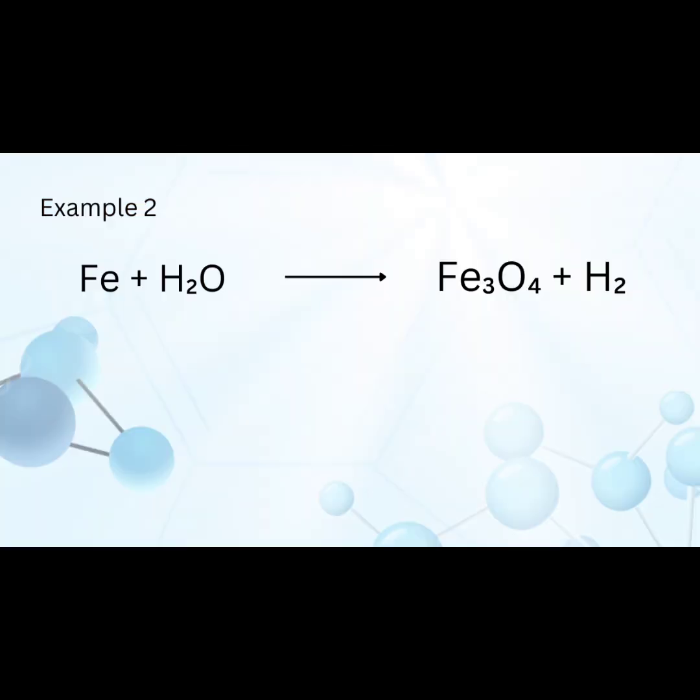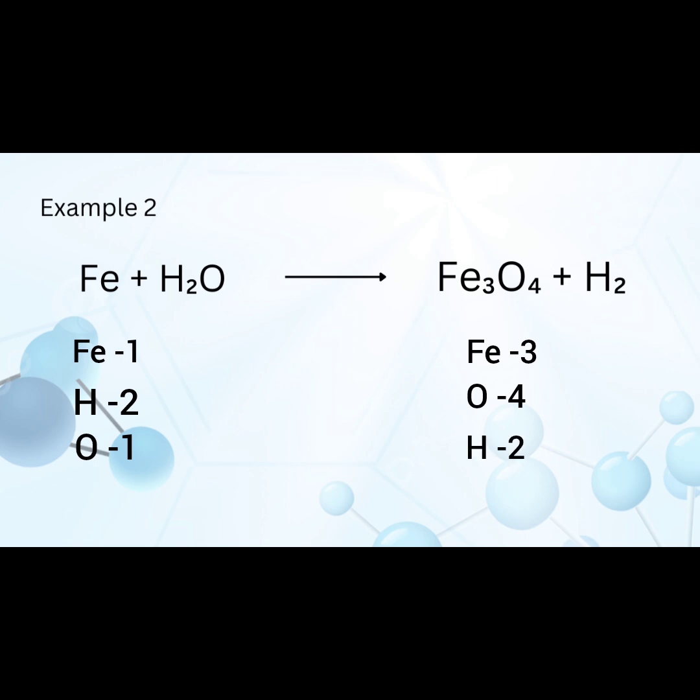Next, let us consider another example. Here I have considered the reaction between iron and water molecule. Now let us divide the reaction and count the number of molecules. Here the number of molecules in LHS is as follows. The number of iron in LHS is 1, hydrogen is 2 and oxygen is 1. Whereas the number of iron in RHS is 3, oxygen is 4 and hydrogen is 2.